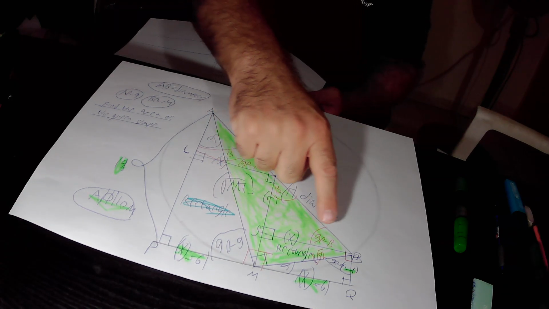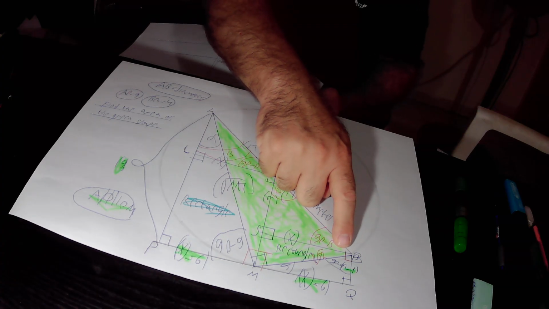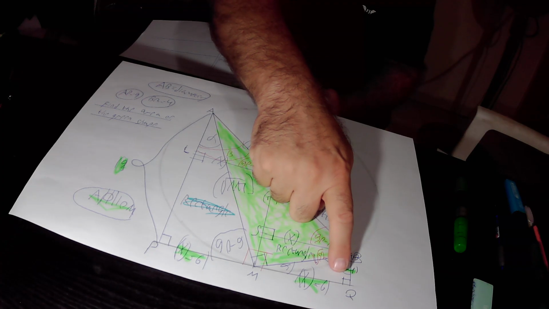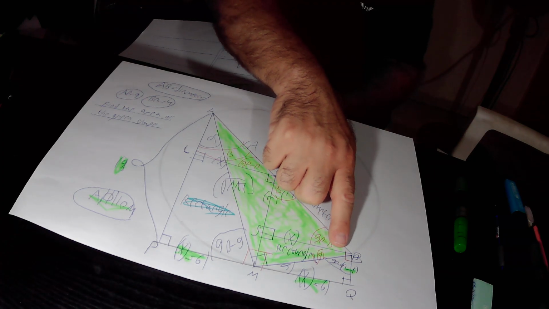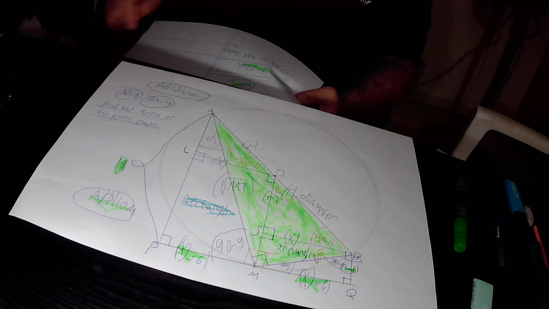So in this small right triangle BMQ, this angle equals alpha. This angle equals 90 degrees, and therefore this last angle must be equal to 90 degrees minus alpha, according to the rule that the sum of the angles in any triangle is equal to 180 degrees.